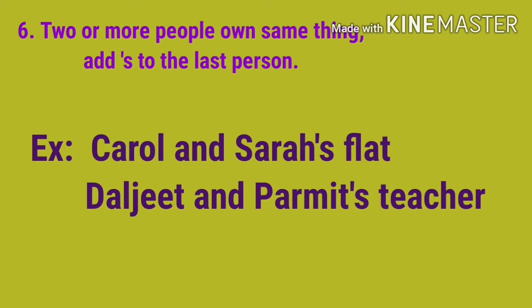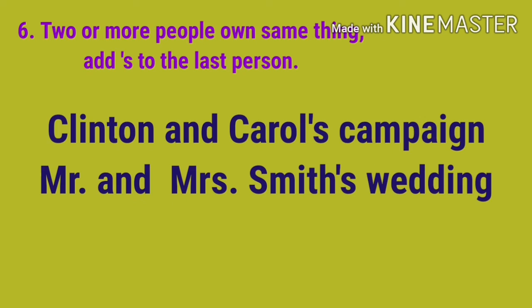Daljit and Parmez's teacher. So, we add apostrophe s to the last person, Parmez. Some more examples: Clinton and Carol's campaign. Mr. and Mrs. Smith's wedding. So, if two or more people own the same thing, we add apostrophe s only to the name of the last person, to show the possession for the two or more people for the same thing.